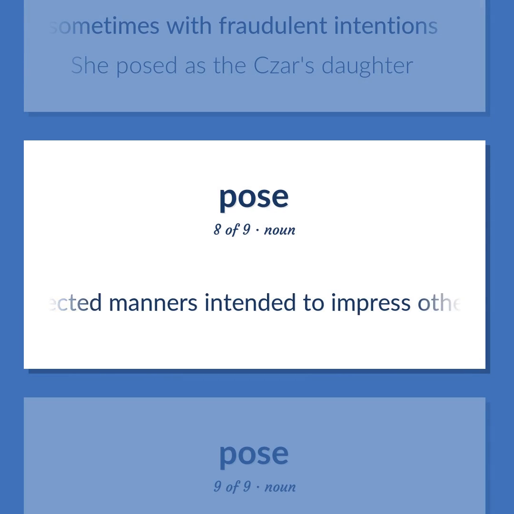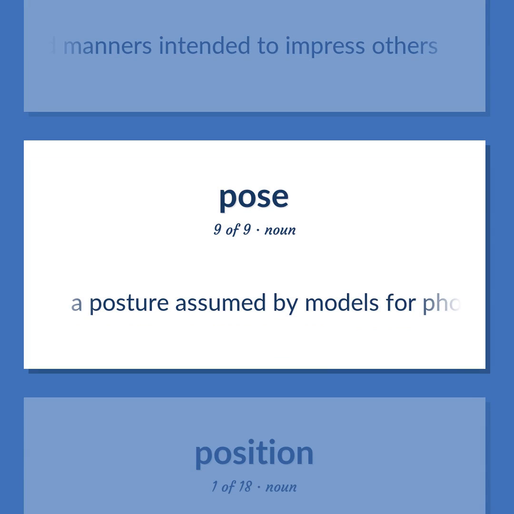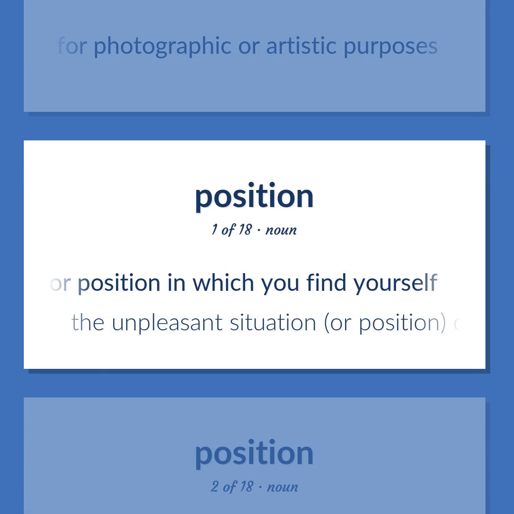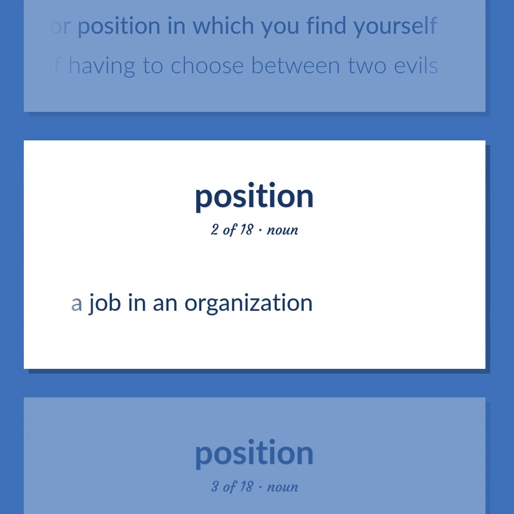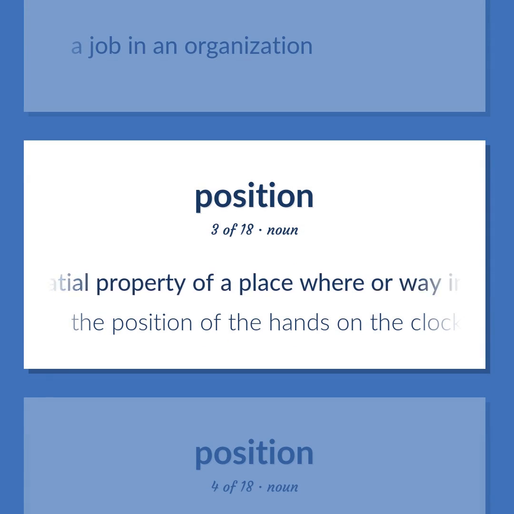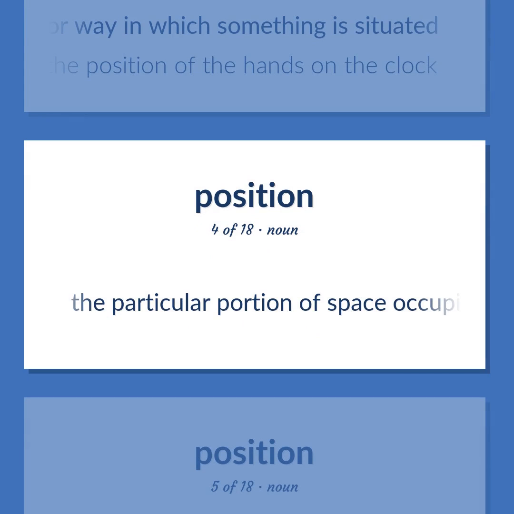Affected manners intended to impress others. A posture assumed by models for photographic or artistic purposes. A condition or position in which you find yourself. The unpleasant situation, or position, of having to choose between two evils. A job in an organization. The spatial property of a place where or way in which something is situated. The position of the hands on the clock. The particular portion of space occupied by something.